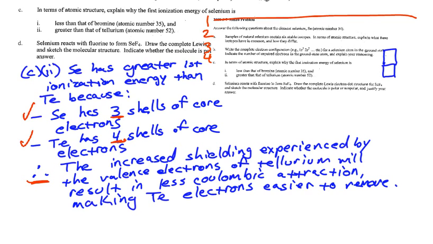The argument's not bad, and I think it would get credit, but easier to remove, I wish I hadn't said it that way. That's kind of common language. What would be a better way to say that? Requiring less energy to remove, I think would be better, as opposed to using this sort of generic language.